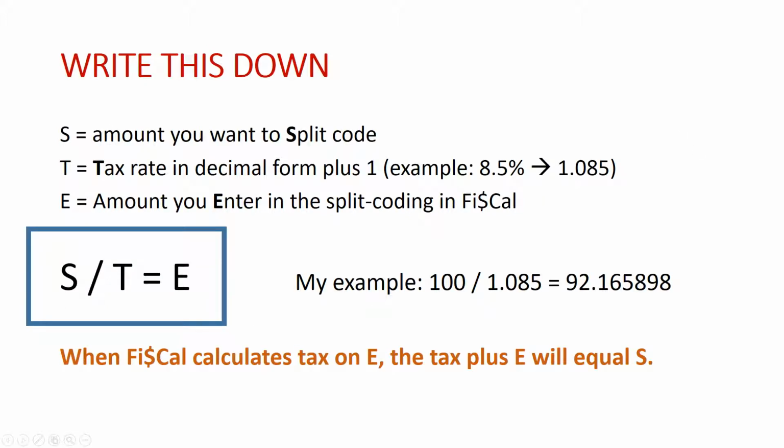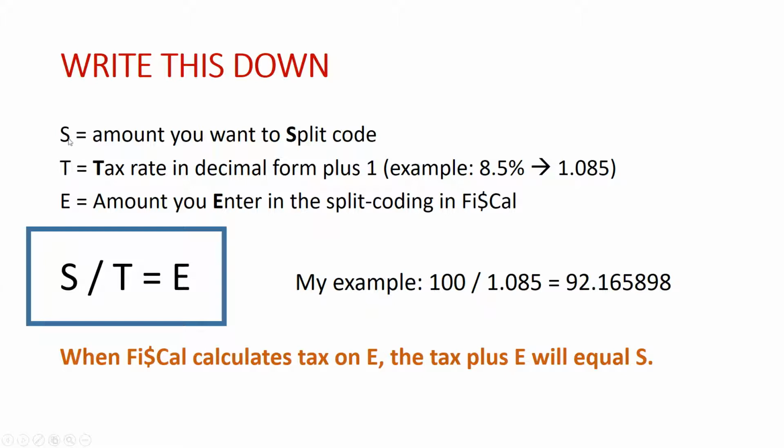If you're going to use this technique number 2 for putting split coding in the line items for taxable items, you'll want to write this down. In my example, the amount I want to charge to 02350 is $100. That will be my variable S. If my tax rate is 8.5%, I put that in decimal form and add 1. It'll end up being 1.085. That is my variable T.